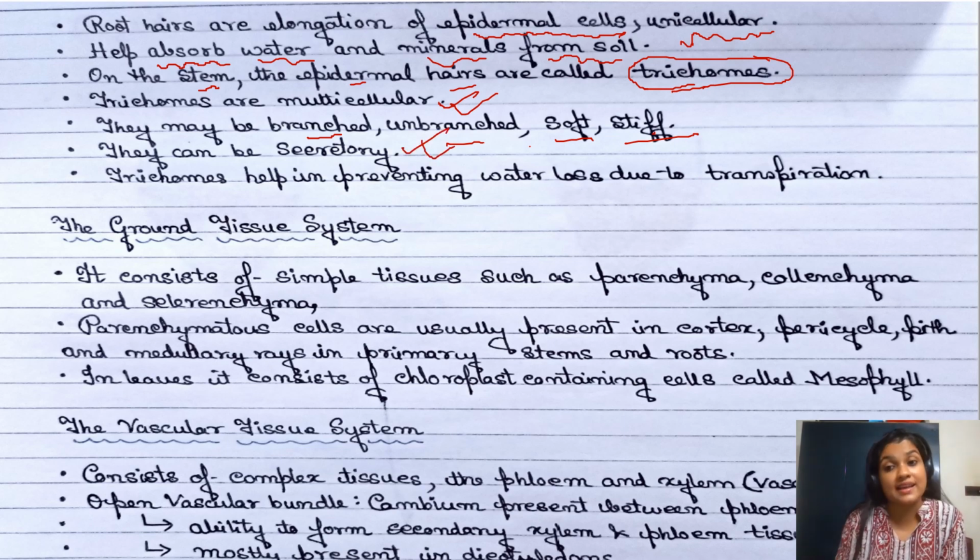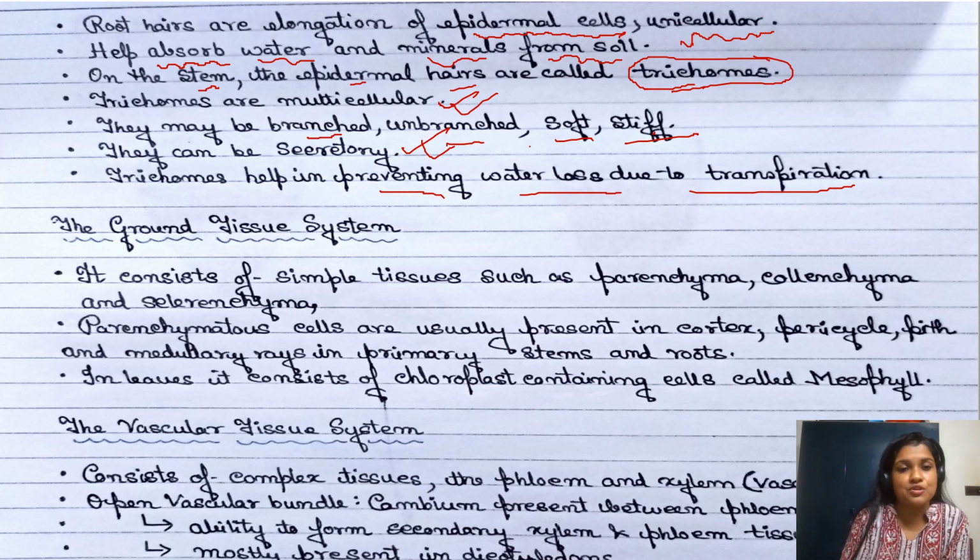They can be secretory also. Trichomes help in preventing water loss due to transpiration. So this is another mechanism of prevention of water loss.